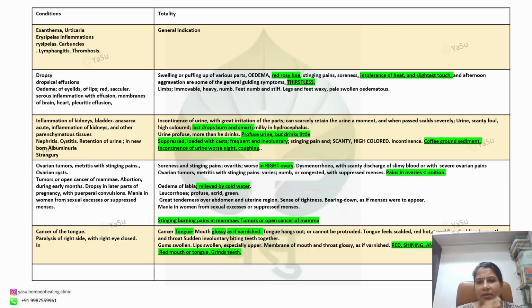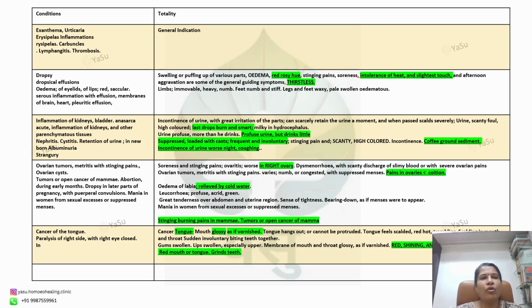These are the one-line symptoms, which I have added in my slide. Now, these are the condition-wise symptoms. When a patient comes with exanthema, urticaria, erysipelas, inflammation, carbuncles, lymphangitis, or thrombosis, we have to go for the general indication, which is all what we saw: symptoms develop suddenly, the pace is very rapid, there's intense burning, intolerance to heat and touch, better by cold, and then there is the tongue.